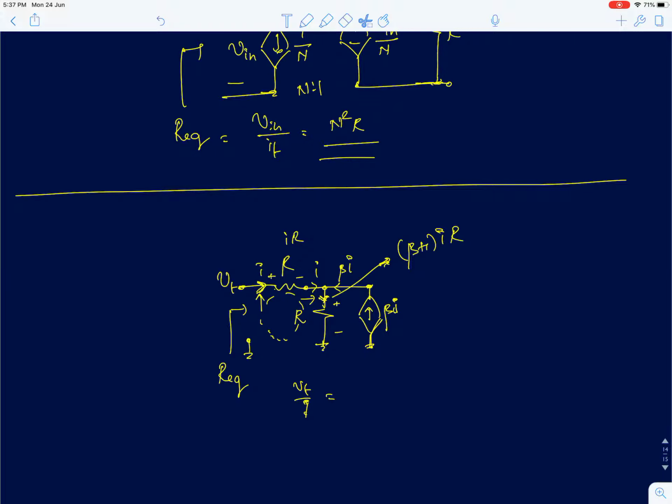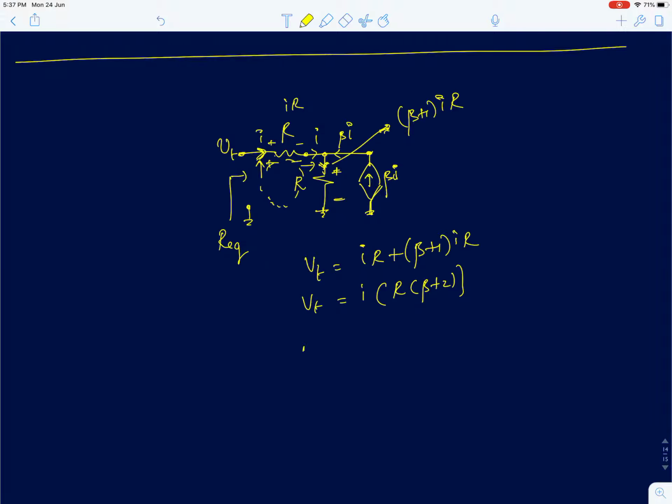So your Vt, the total voltage at this input point, is the drop across this plus the drop across this resistance, which is IR plus (beta plus 1) IR. So your Vt becomes I into R into (beta plus 2). Okay, so your equivalent resistance is simply R into (beta plus 2).